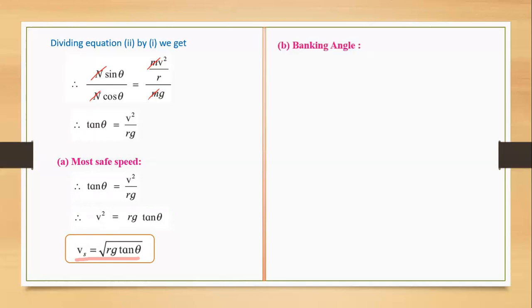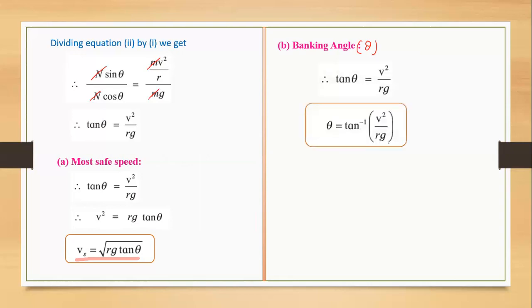As well as by this formula of tan theta, we can obtain the formula of banking angle, or we can say the angle of banking, which is represented by theta. So tan theta is V square by RG. We can transfer this tan to the right hand side. So we get theta is equal to tan inverse of V square by RG. So this is the expression for banking angle or angle of banking. I hope you understood this.